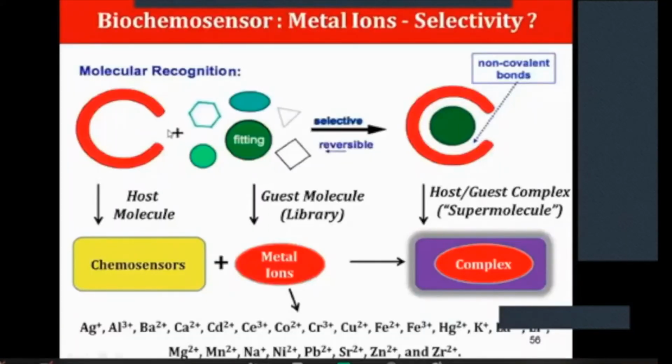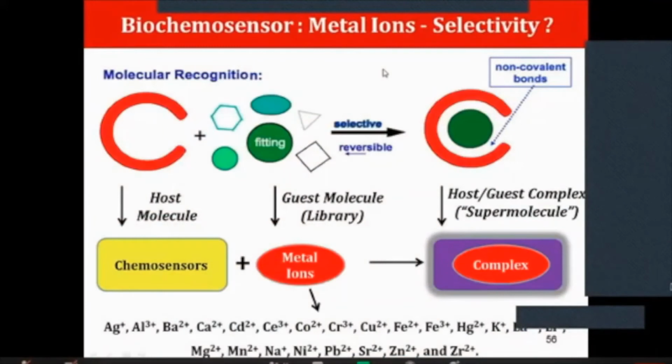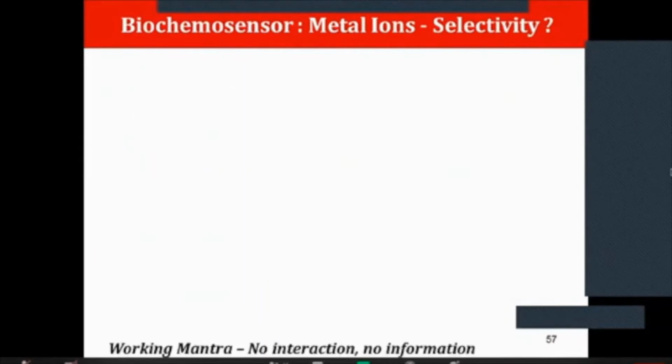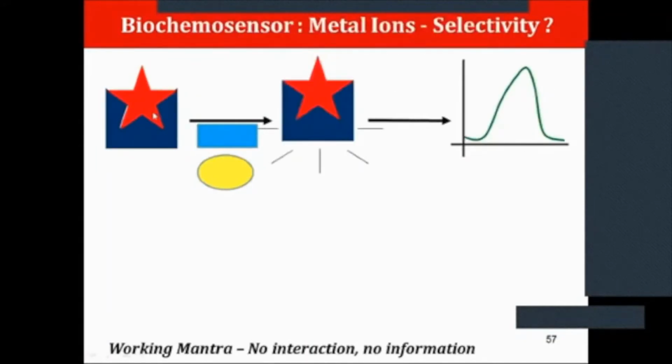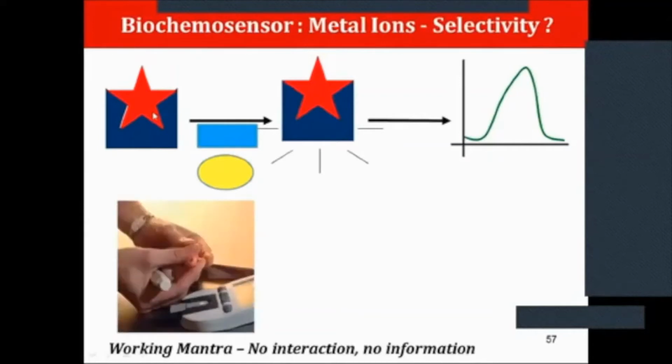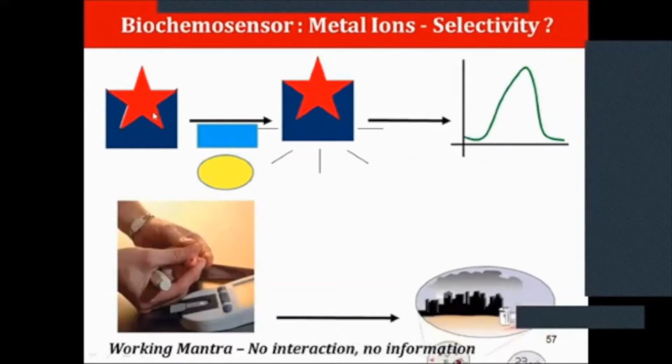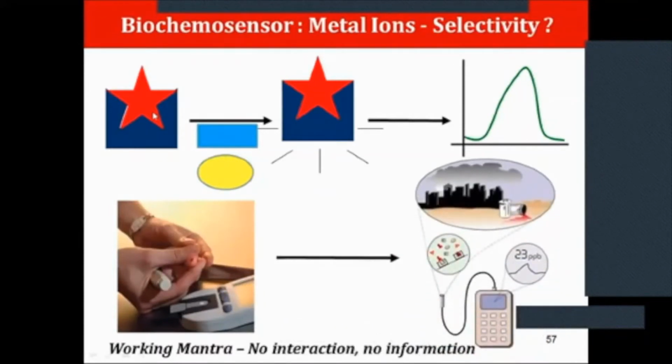So I'm coming to the same thing, the selectivity. This molecular host is called a chemosensor, exactly fitting with any of the analytes, that is the metal ions and anions, and it forms a complex so that it glows or changes. This is where we stop on molecular recognition and selectivity. The chemosensor and metal ions form a complex and you have different signals. This is what I told you in another pictorial diagram. You have a host molecule and different metal ions or other anions. Exactly matching shape and size gives you a signal that can be transferred into a value, like your blood glucose sensors or any other sensors. So the working mantra is, there is no interaction, there is no information. That is what supramolecular interaction is all about.